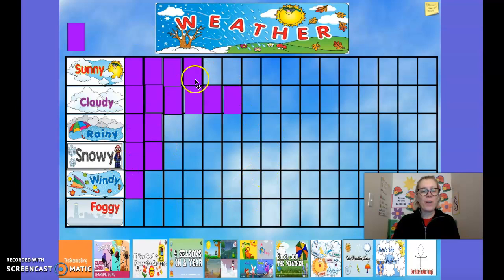All right, let's look at our weather graph. Maybe we can compare some things today. I want you to think, how many more cloudy days have we had than sunny days? Now remember, when we compare, we look at the ones that line up together and we count the extras. So cloudy has 1, 2 extras, which means cloudy has 2 more days than sunny days. We haven't had any foggy days yet, but it could happen.